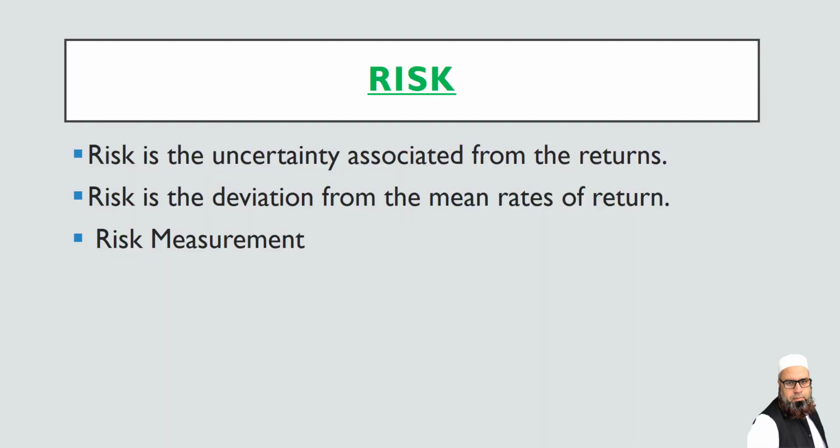The risk is simply an uncertainty associated with the returns, and you know that uncertainty can be positive and can be negative. For example, if we expect that our return will be 20% and there is uncertainty that it can be 30% or it can be 10%. So in both scenarios this is uncertainty and this is risk.